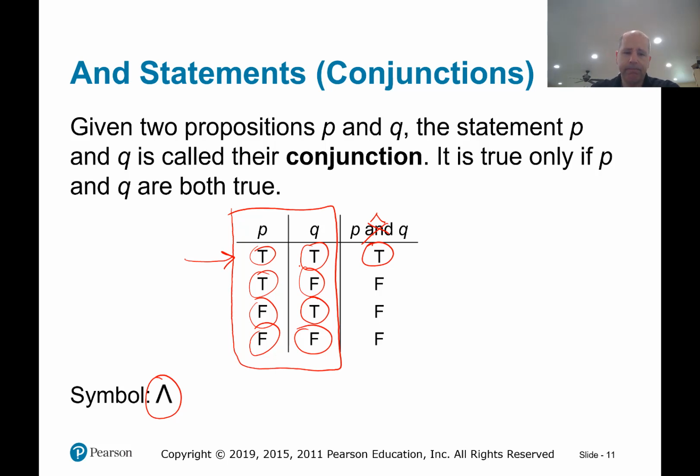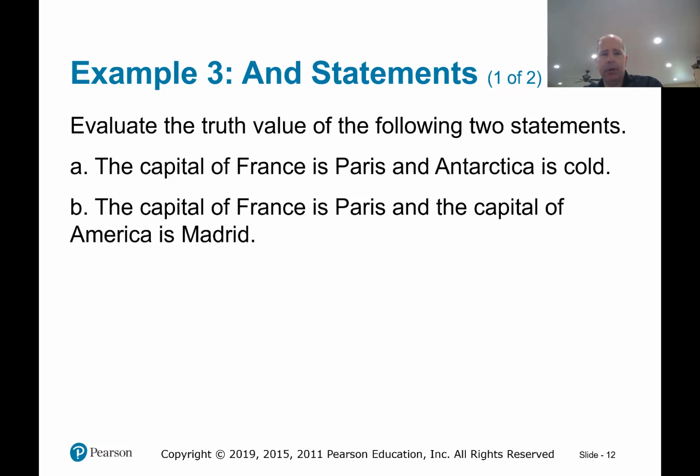Okay? So here's an example. It says evaluate the truth value for the following two statements. A, the capital of France is Paris and Antarctica is cold. Okay. Now, here's the thing. We want to evaluate the truth value of this, right? So let's use, okay, the capital of France is Paris. Let's call that P. Here's our and, then the other statement is Antarctica is cold.